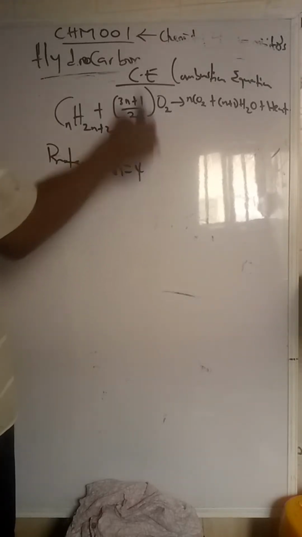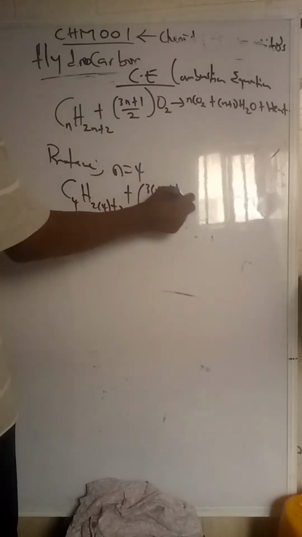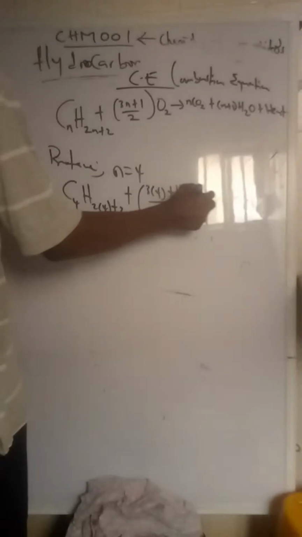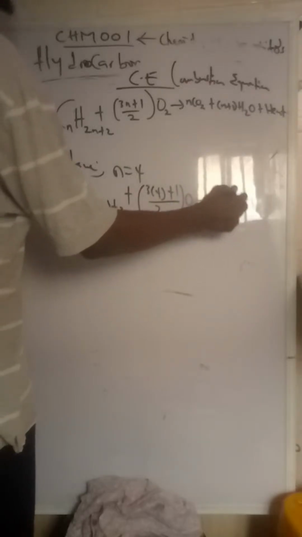Now, suppose I ask you to find the combustion equation for butane. You know that for butane, n equals 4. It's the fourth member of the alkane family. So imagine I say you find the combustion formula for butane. That will be using this formula: C4H(2 into 4 plus 2) plus (3 into 4 plus 1)/2 O2 to give 4CO2 plus (4 plus 1)H2O plus heat. You can put heat to represent that.